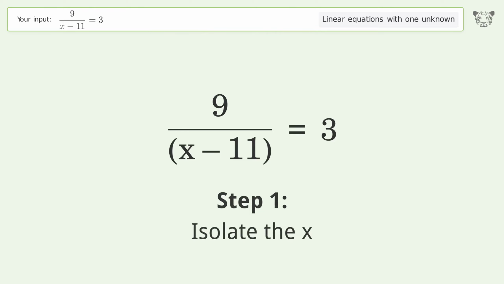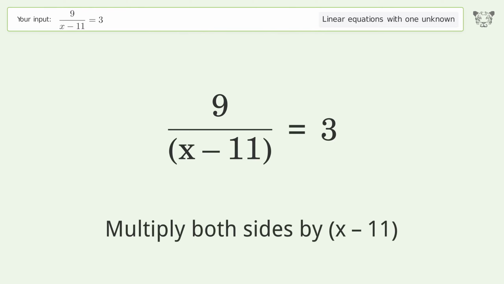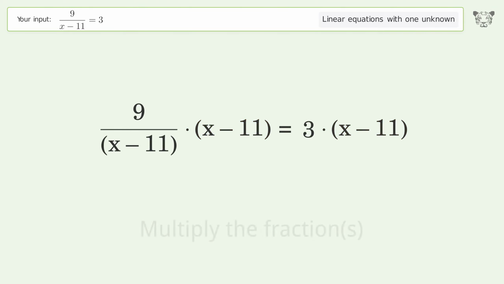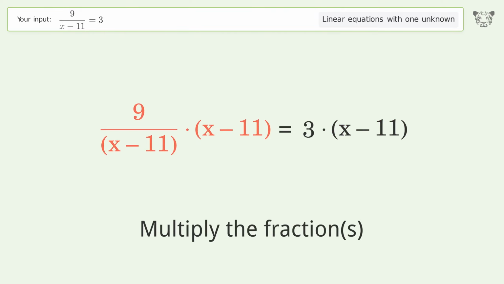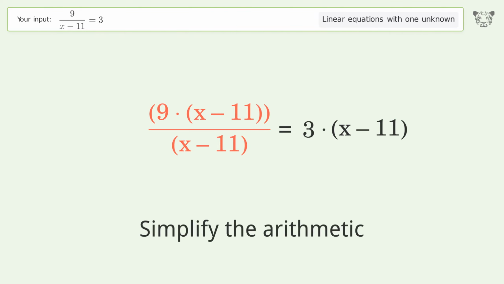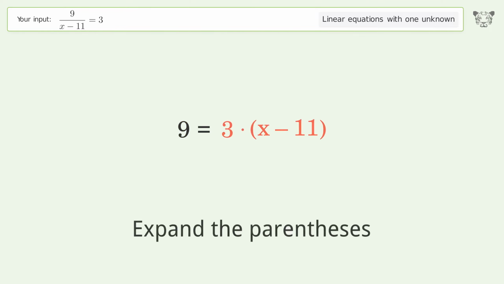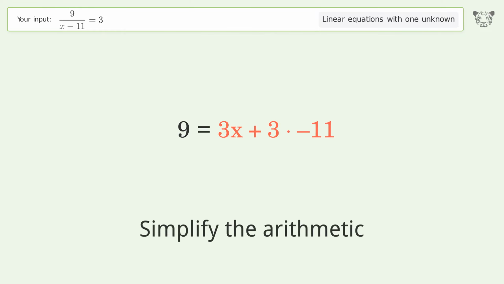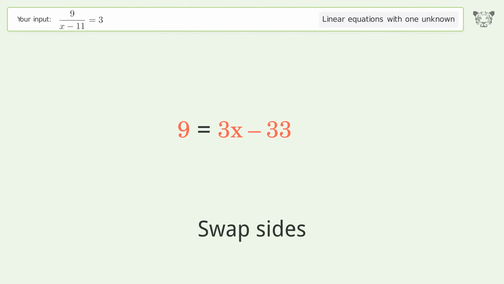Isolate the x. Multiply both sides by negative 11. Multiply the fractions. Simplify the arithmetic. Expand the parentheses. Simplify the arithmetic. Swap sides.